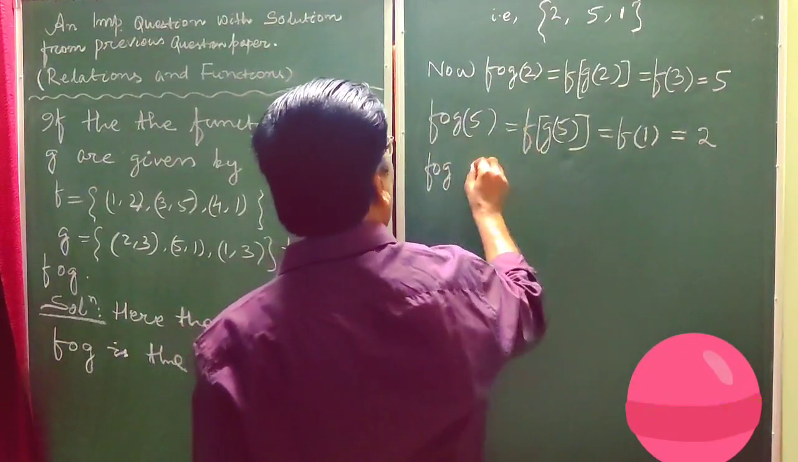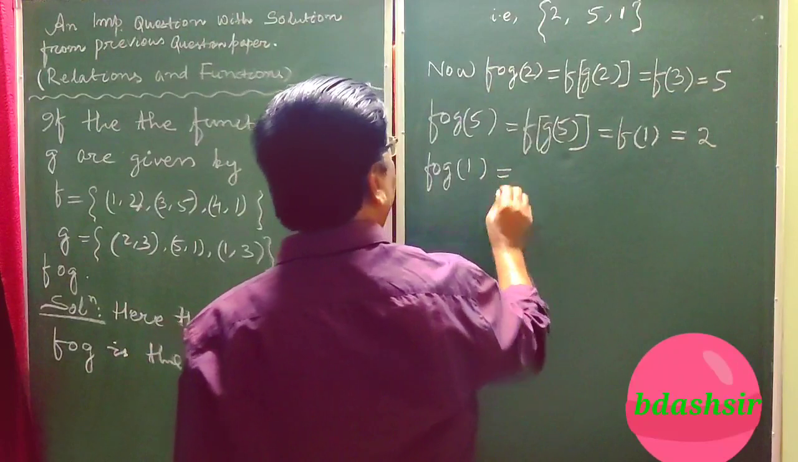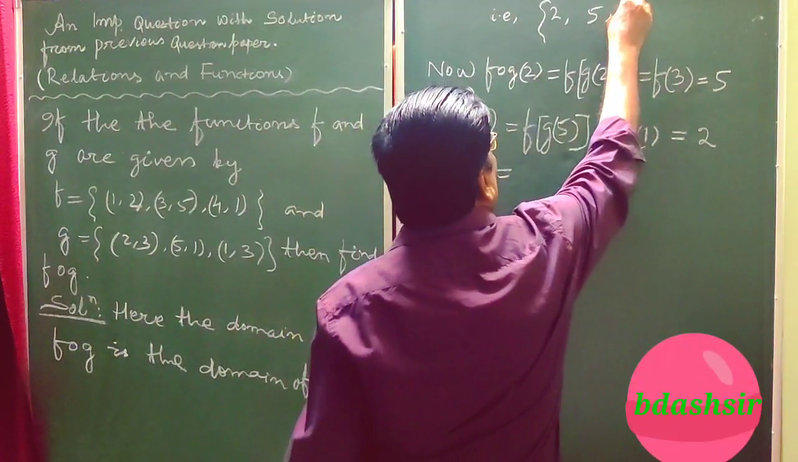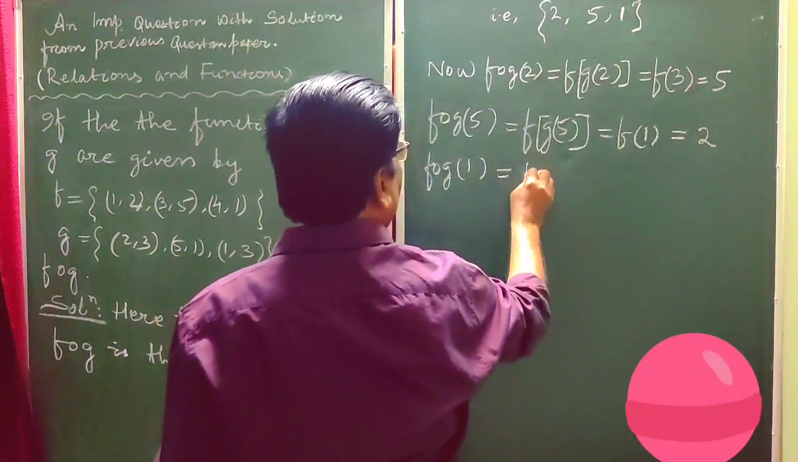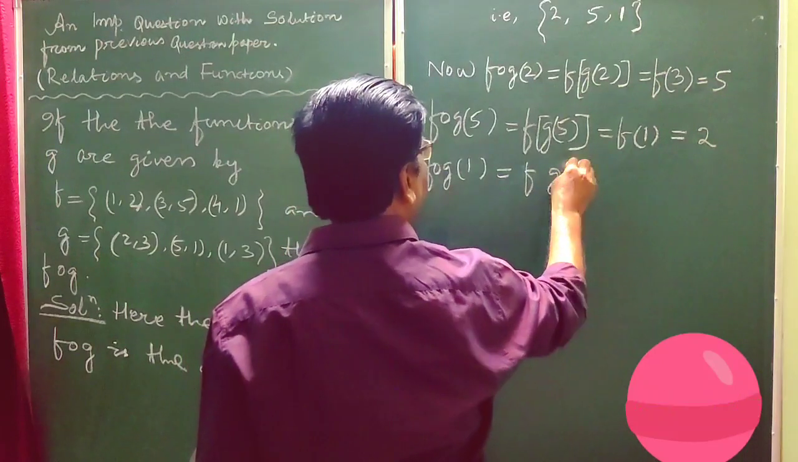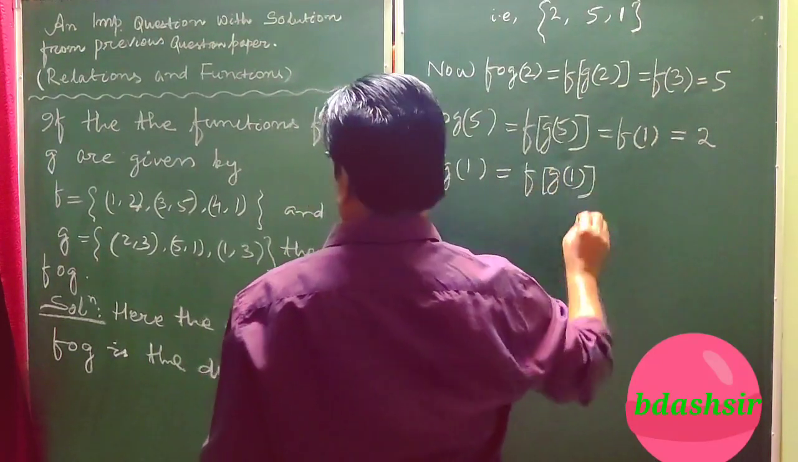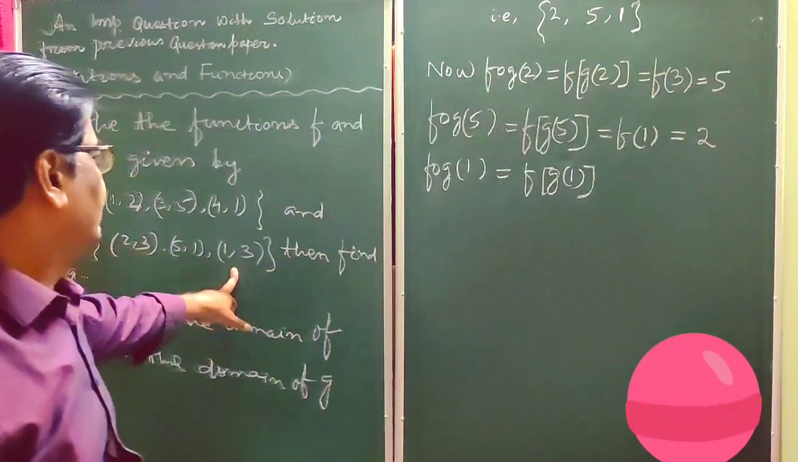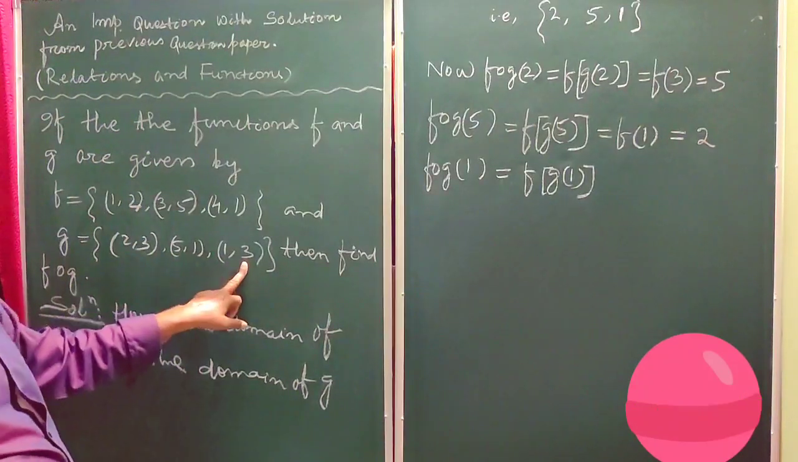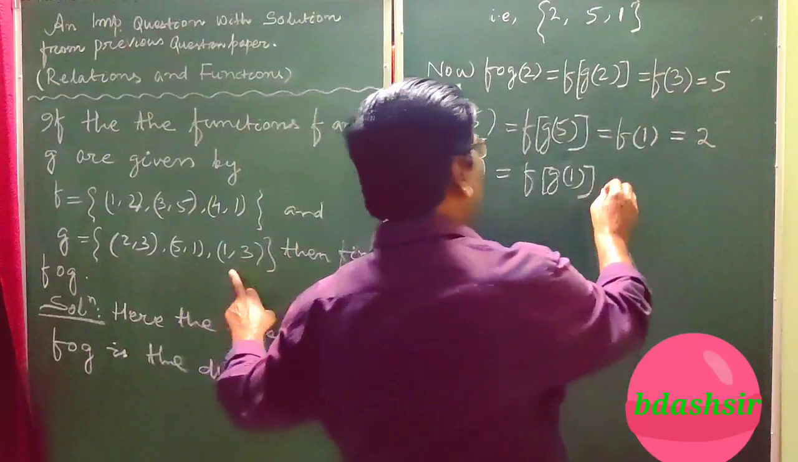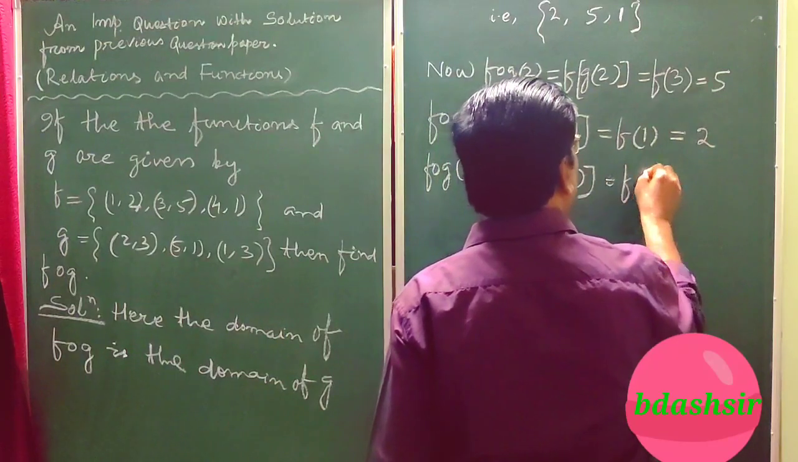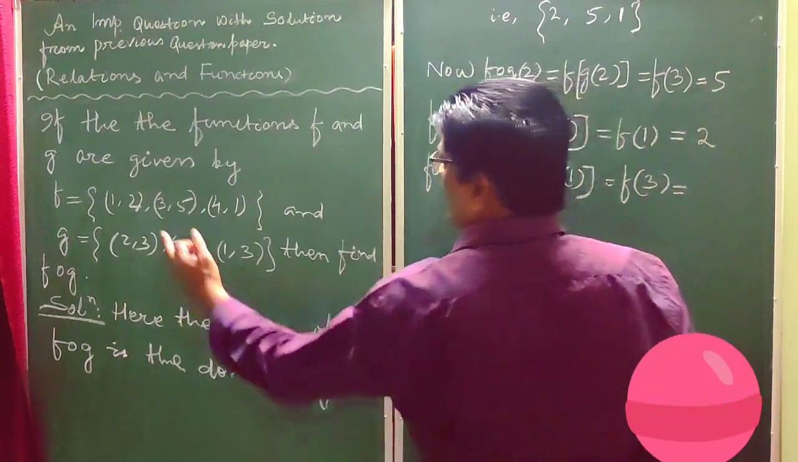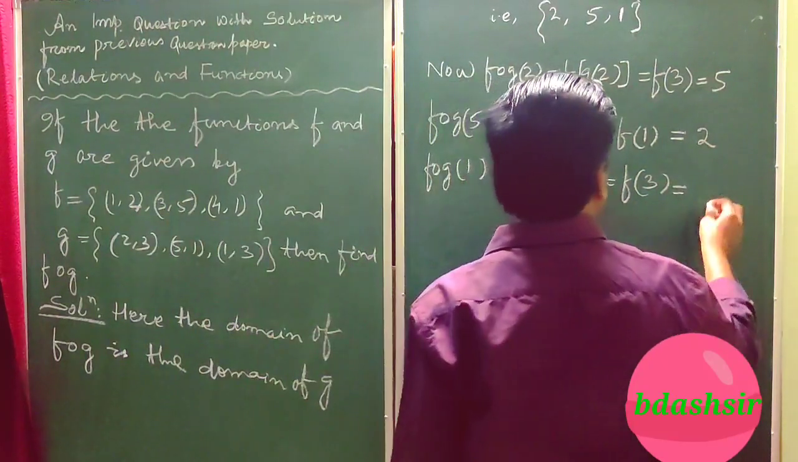Then f o g of 1 is f(g(1)). So now g of 1 is 3. This is equal to f of 3. Now f of 3 is 5.